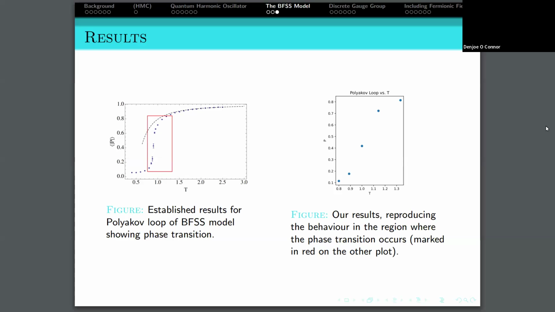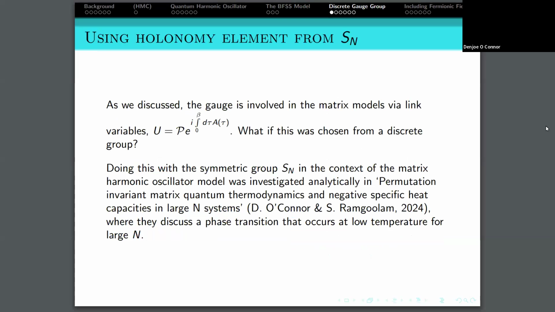And now I'll pass over to Matthew, and he'll explain these results from fermions.